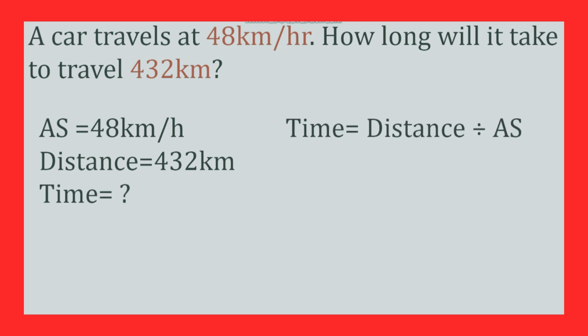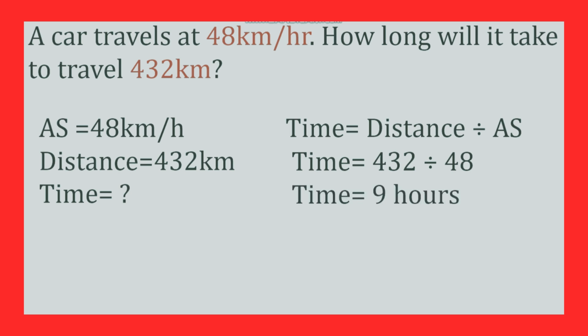How do we calculate time? Time equals distance divided by average speed. So you can just have 432 divided by 48, and that gives you 9. So the time taken for the journey is 9 hours. I hope this is clear to you. You can go through the video again and learn the basic things that we have talked about.